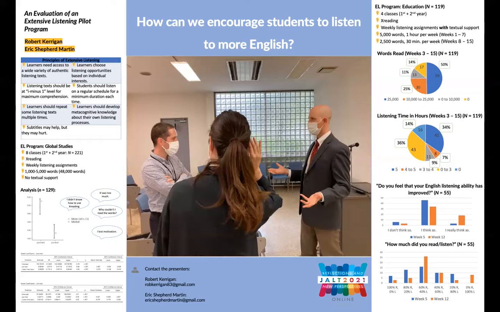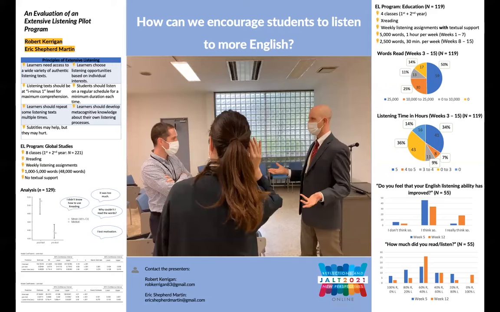But the first one is that learners need access to a wide variety of authentic listening texts. So the idea of authenticity is controversial in extensive reading and writing, but I'd like to focus more on the idea of wide variety. So this means a variety of genres. So for example, monologues, dialogues, narratives, lectures, and so on.